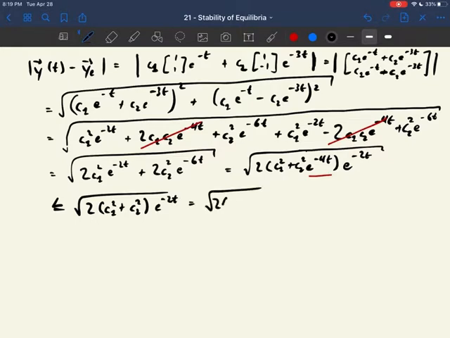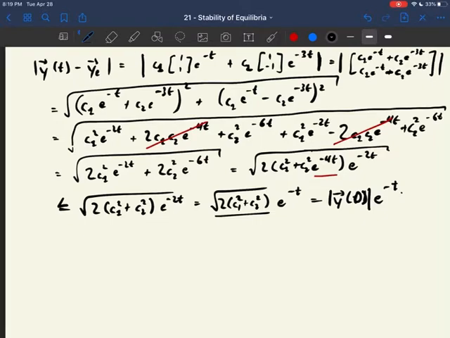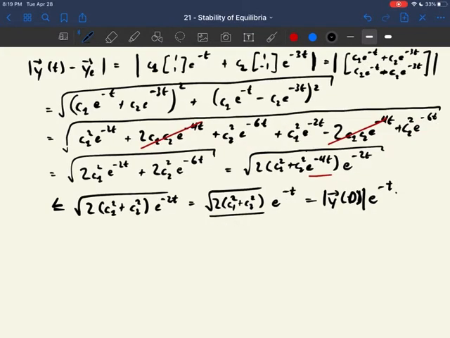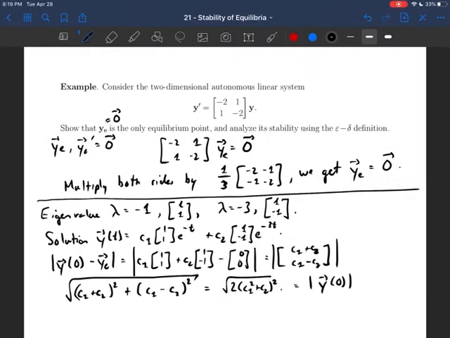And now what we're going to notice is that this term, the e to the minus 4t, is less than 1, so that this whole thing here is less than or equal to the square root of 2 times c1 squared plus c2 squared, e to the minus 2t, which is the square root of 2c1 squared plus c2 squared times e to the minus t. And you might recall this thing here is y of 0, times e to the minus t.